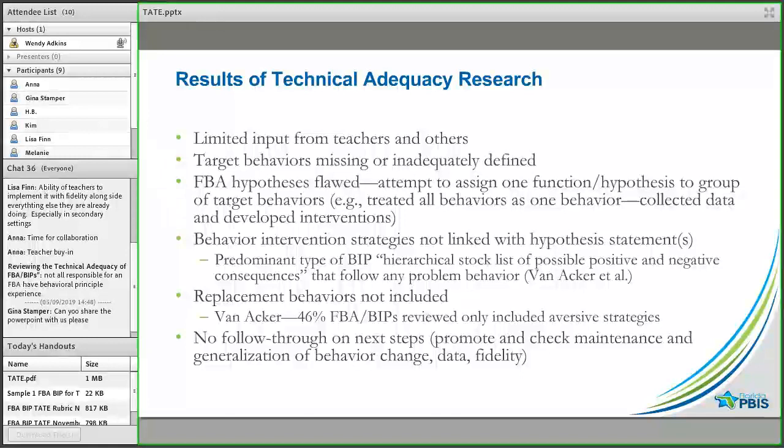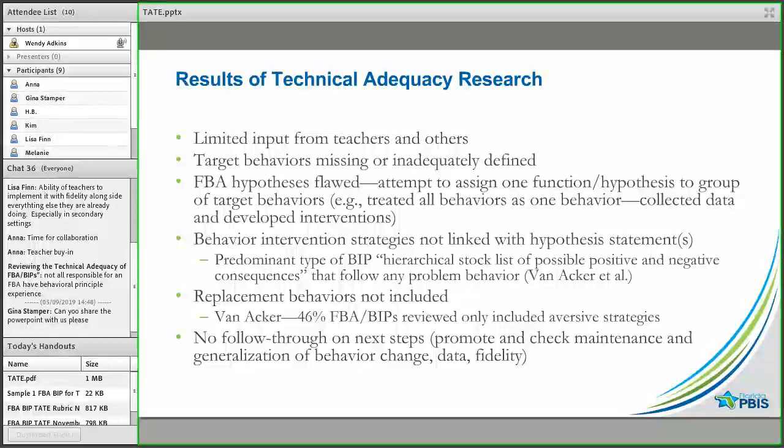What they are finding in their studies is that most of the interventions were lists and names of strategies that had nothing to do with the hypothesis. Van Acker said that the predominant type of behavior intervention plan they found was a very hierarchical list, like a drop-down list, a stock list of possible positive and negative consequences that follow problem behavior. So you have interventions that follow problem behavior, but nothing to prevent or replace or teach.